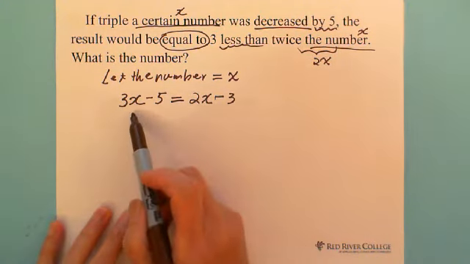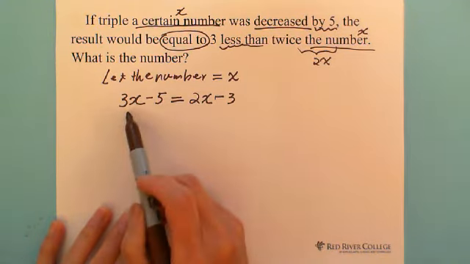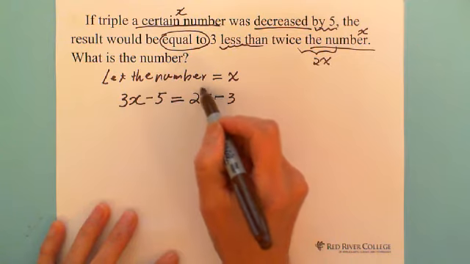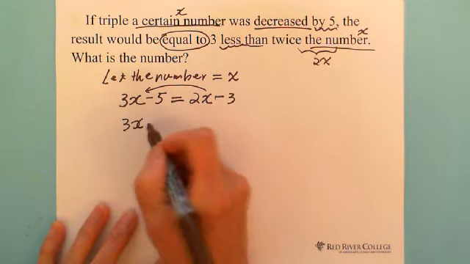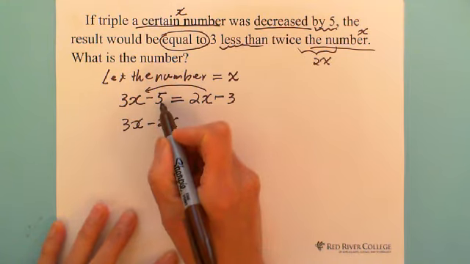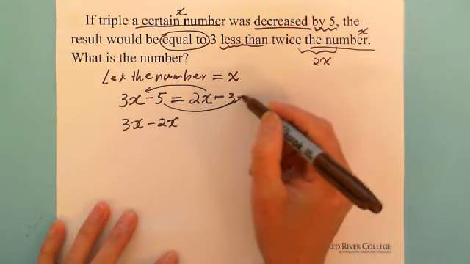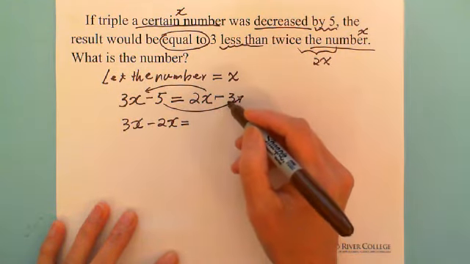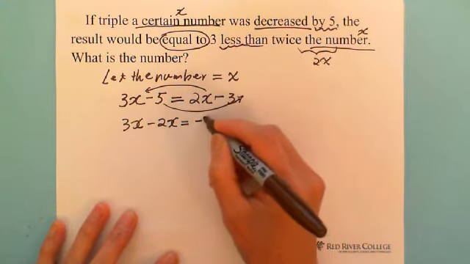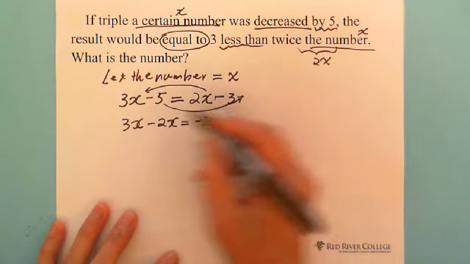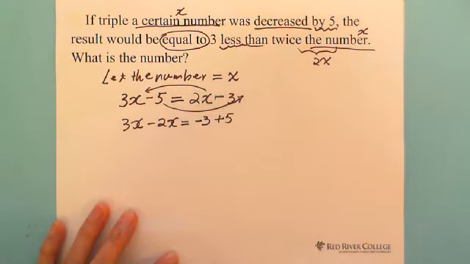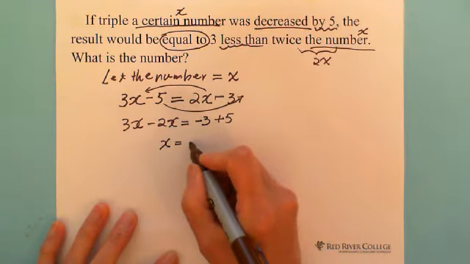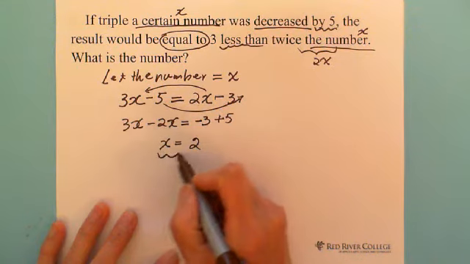Then you solve it. After setting this equation, you just solve it. Because there is 3x on the left side and 2x on the right side, you move 2x to the left side. So we have 3x minus 2x. And you move 5 to the right side. Be careful, after moving 2x to the left side, the 3 is negative, so you still need to write negative 3, and then negative 5 moves to the right side and becomes positive 5. Combine 3x minus 2x equals x, and negative 3 plus 5 equals positive 2. So this number is 2.